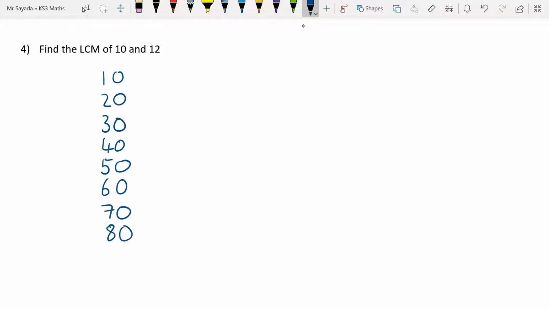I'm now going to write out the first few multiples of 12. So 12, 24, 36, 48, 60, 72, 84, 96. I could carry on, but let me check first if there are any common multiples here. So I need to find the lowest multiple that they both have.